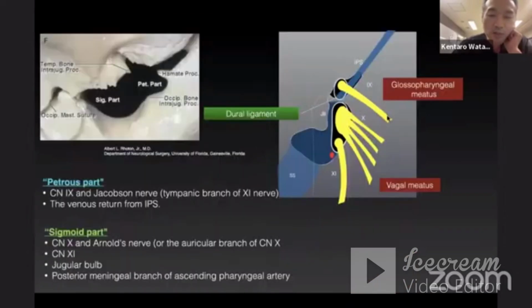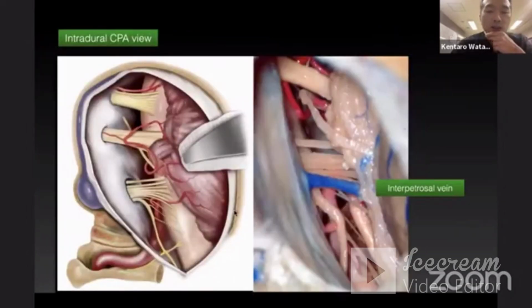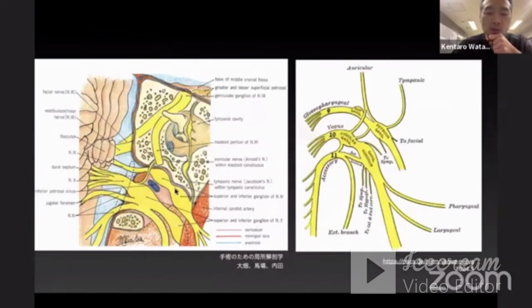Here, the 9th, 10th and 11th nerves are located around here. When you see intrajugular lesions, you can see the 9, 10, 11 like that, but you cannot see the inside of the jugular foramen. Inside the jugular foramen, there is some complicated anatomy. The 9th nerve has a superior ganglion and the petrous ganglion, and the 10th nerve has a jugular ganglion and the nodose ganglion. And these nerves anastomose with each other.